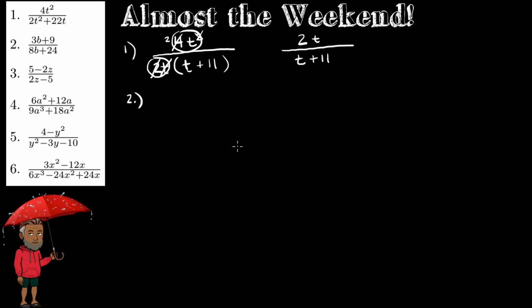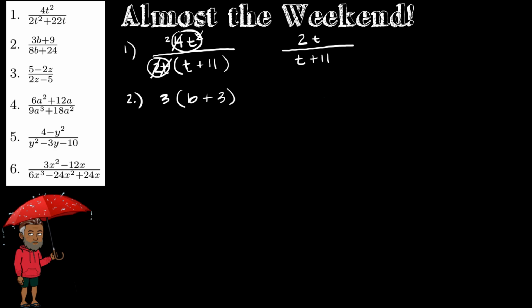Question number 2. All right, so we're going to go ahead and simplify. On the top, you'll notice that you have 3b plus 9. They can both be divided by 3, so I'm going to factor out the GCF of 3. And that's going to leave me with b plus 3. Now, if you don't believe that that's it, you can go ahead and FOIL, or distribute: 3 times b is 3b, 3 times 3 is 9, and it comes out to be the same exact thing.